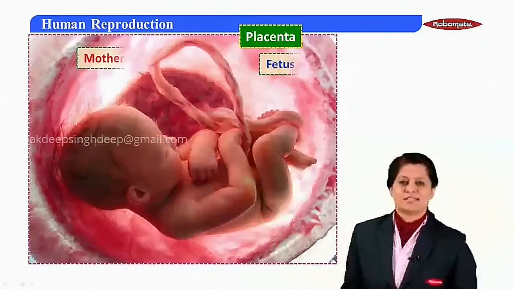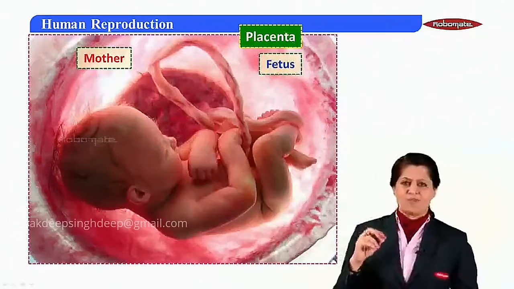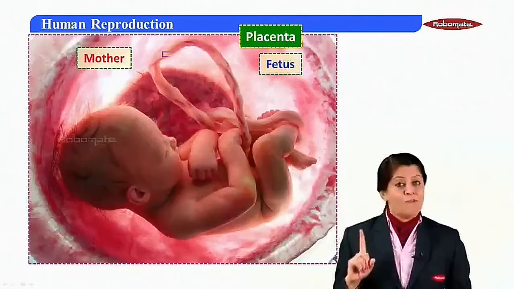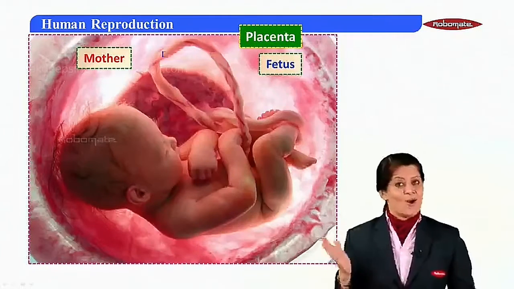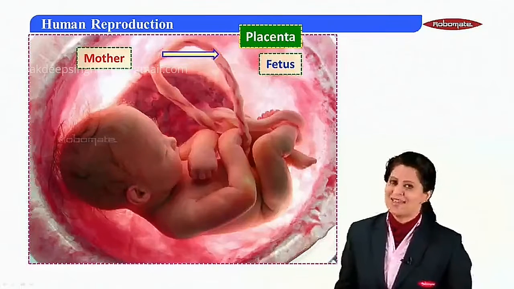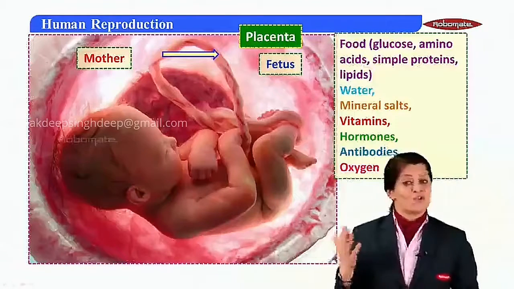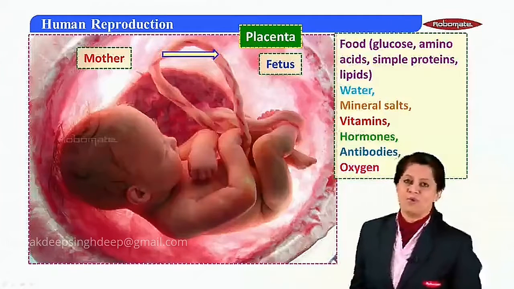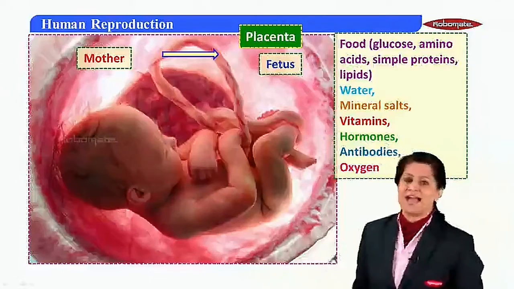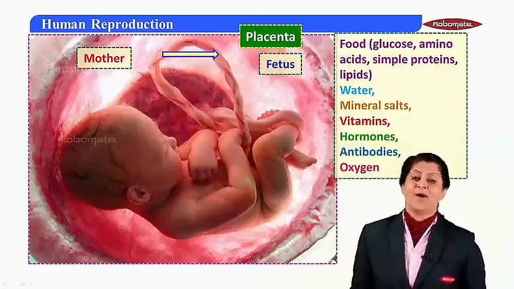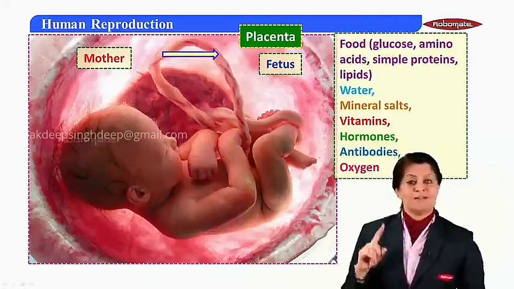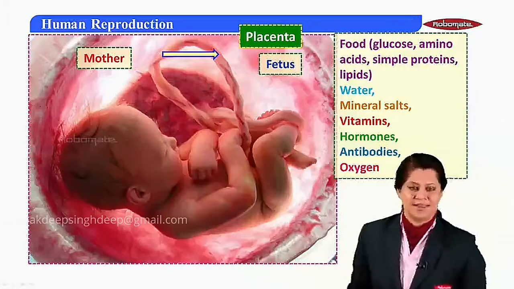Placenta, students, let's see what kind of exchange between mother and fetus is happening. From mother to fetus, all good things are passing, like food, sugars, water, salts, vitamins, hormones, certain antibodies, and also not to forget oxygen, because respiration is happening through placenta. Fetal lungs are not functioning right now.